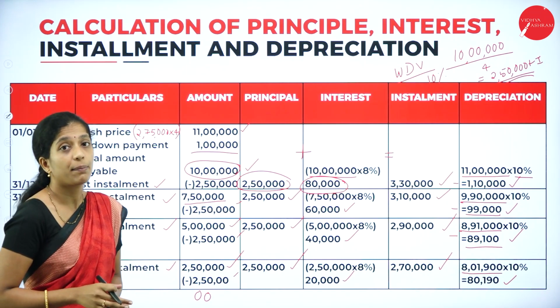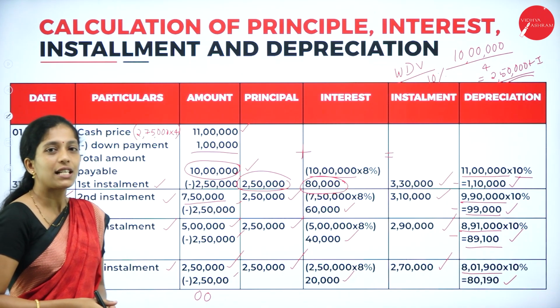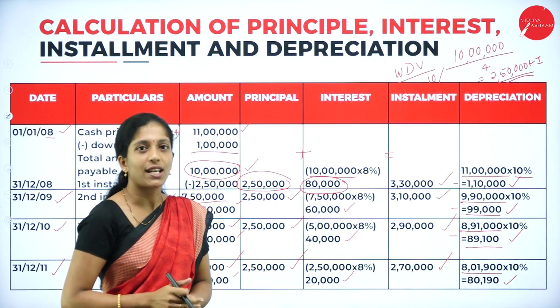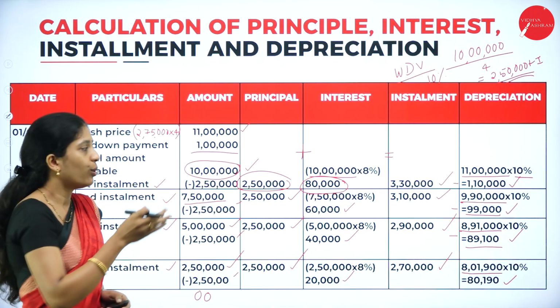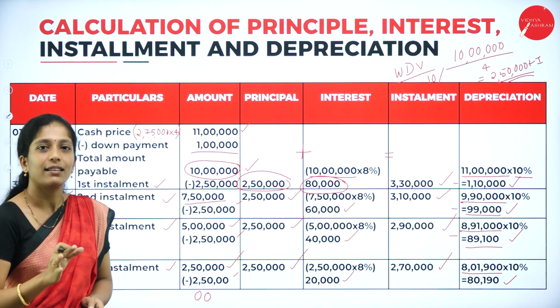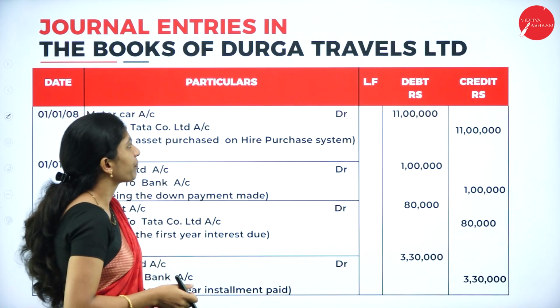Hope you are clear with all the 4 years interest, all the 4 years installment, as well as all the 4 years depreciation. Now go through the journal entry, that is journal entry in the books of hire purchaser. So the entry will be same. Only thing is that you have to pick the amount from here and post the entry in the journal entries.